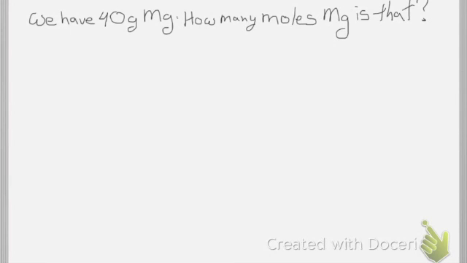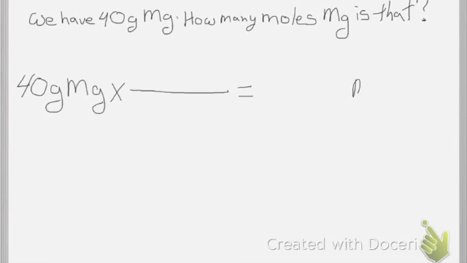Let's try a conversion going the other way. Let's say we have 40 grams of magnesium to start. So following step 1, I'm going to start with 40 grams of magnesium. Then I'm going to add my skeleton, which includes the multiplication sign, the division sign for my molar mass, equals, and then finally the units that I want to end up with, which should be moles of magnesium.